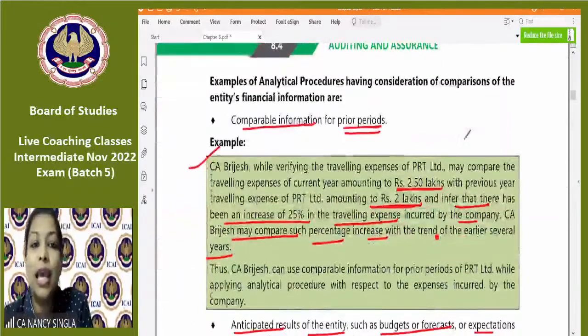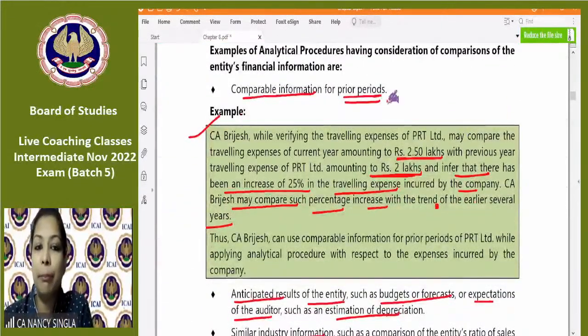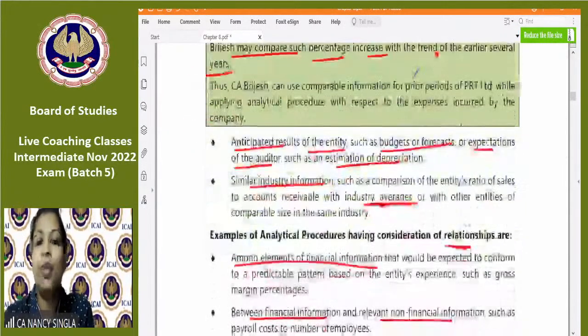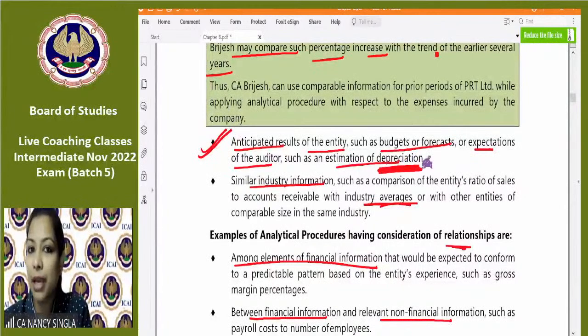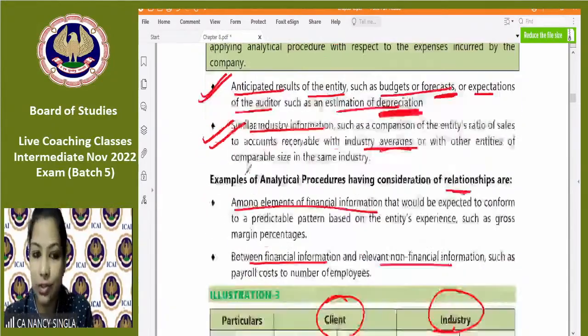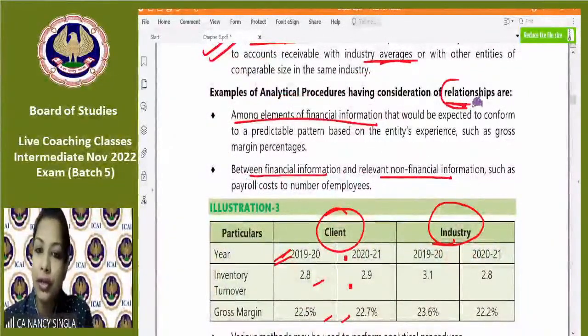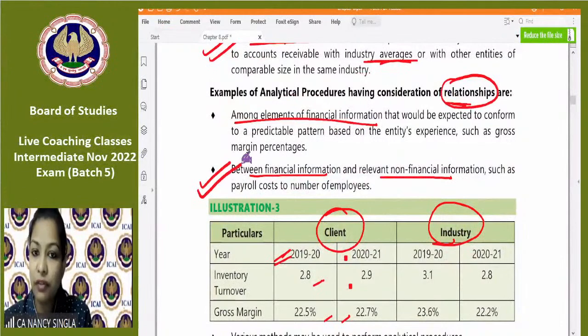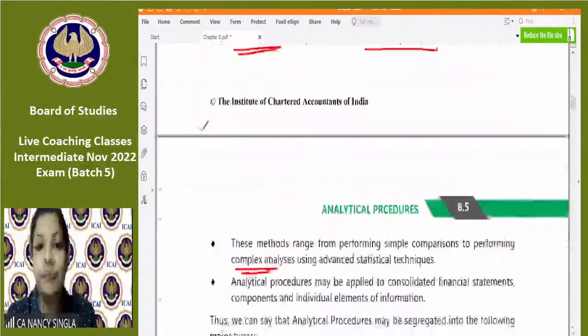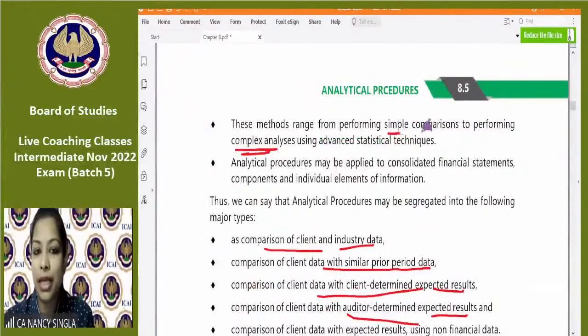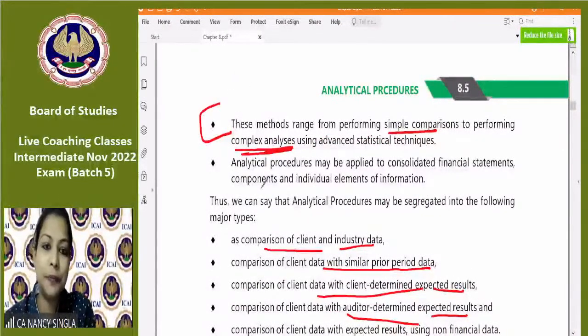ठीक है? Example of analytical procedures are what? Comparing with what? Prior period data with the anticipated results, and now you know the expectation can be developed by auditor or by management, and similar industry information or the industry averages. And what all relationship is it? Only financial and non-financial information? Nahi, wo to hai hi. We have done it in the definition, but also among the elements of financial information. And it may be done through simple comparisons or complex analysis. I hope this doubt is now clear for all those who were asking.